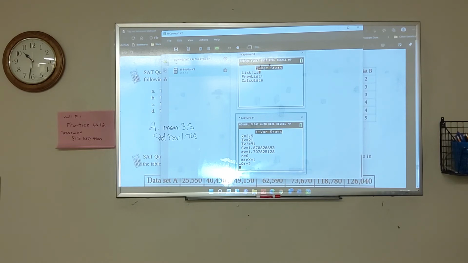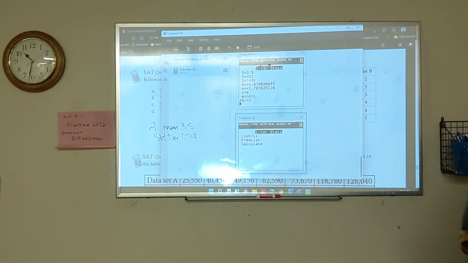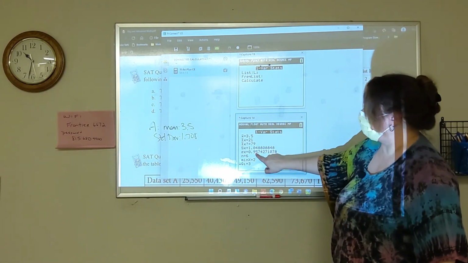Again, go to calc, choose one variable statistics, but this time we want to change it to list 2. So to change this to list 2, hit your blue second button and then your number 2. And that should change it to list 2. And arrow down to calculate and hit enter. And again, it'll pop up all the gobbledygook, and you can pick out your mean and your standard deviation.